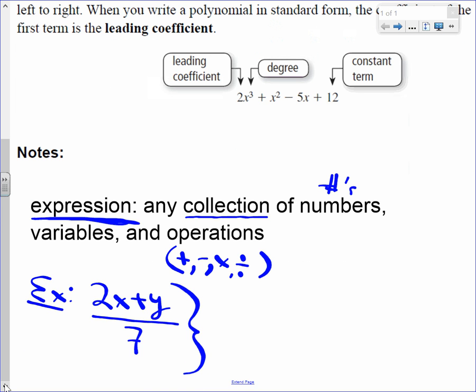This is a collection of how many numbers in this expression? How many numbers is there? 2, huh? It's 2 and 7. So go write 2 numbers. How many variables? 2, huh? X and Y, there's 2 variables. Go put 2 variables.